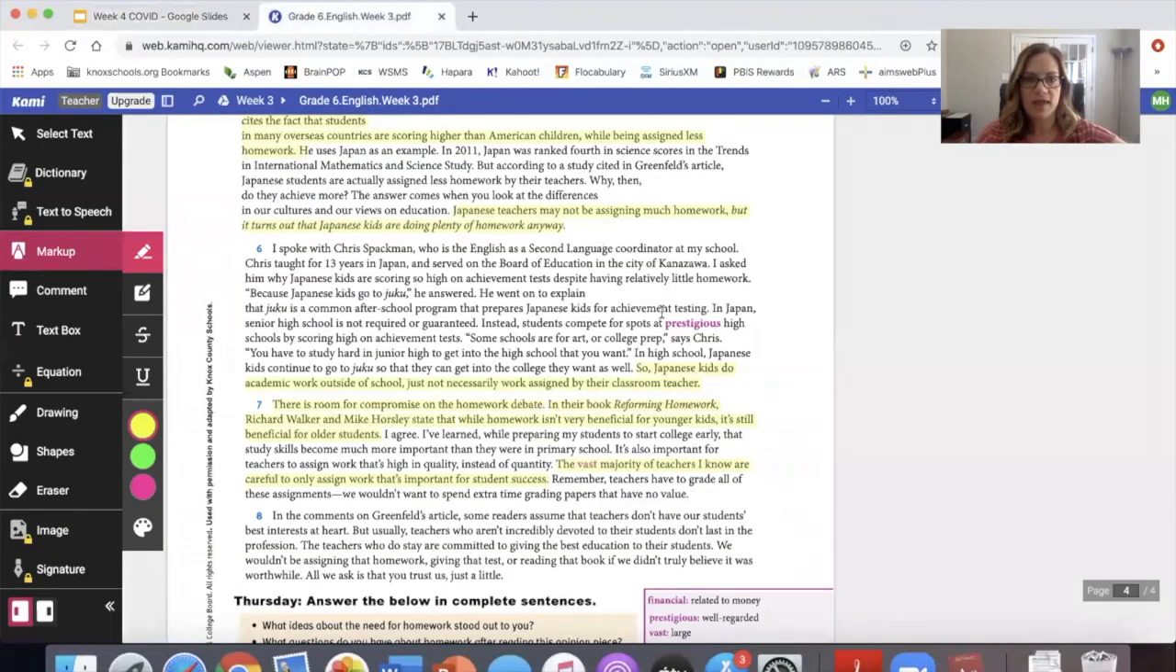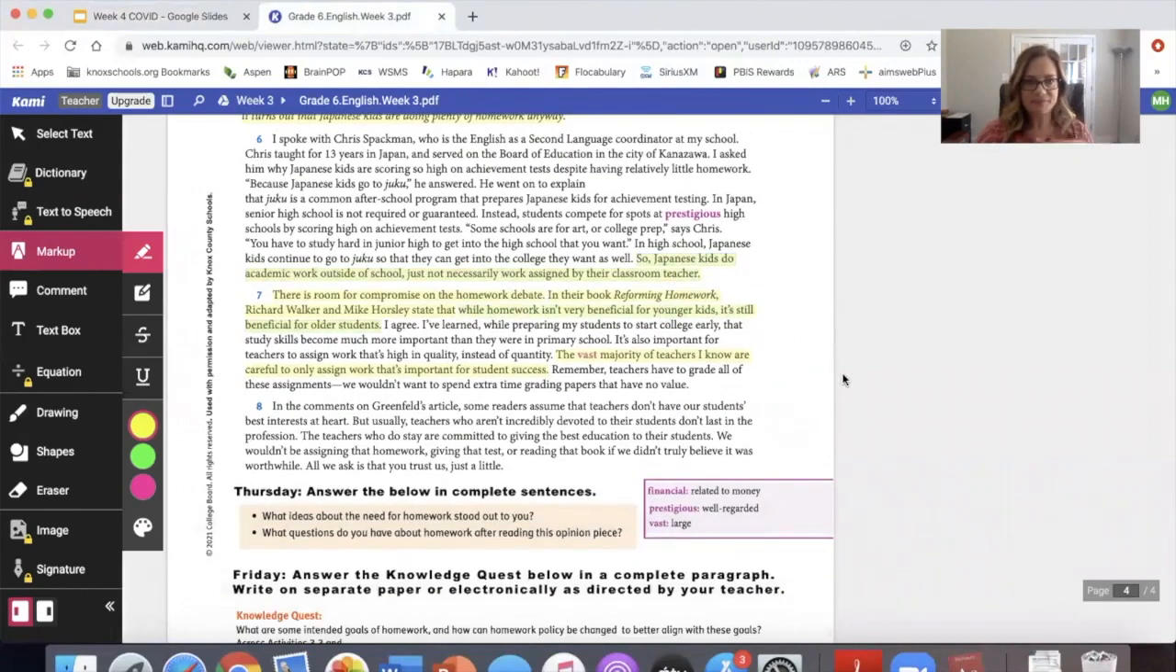So before I go over that answer, let's look at paragraph 7. Okay. So again, it wanted to ask why does the author say there is room for compromise in paragraph 7? So I'm going to go back to my text. It says in the very first line of paragraph 7, there is room for compromise on the homework debate. In their book, Reforming Homework, Richard Walker and Mike Horsley state that while homework isn't very beneficial for younger kids, it's still beneficial for older students.